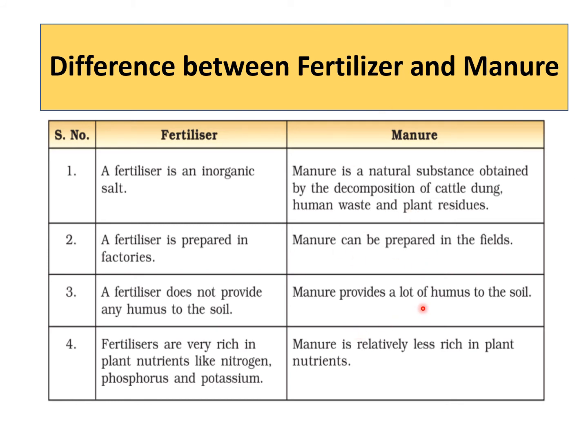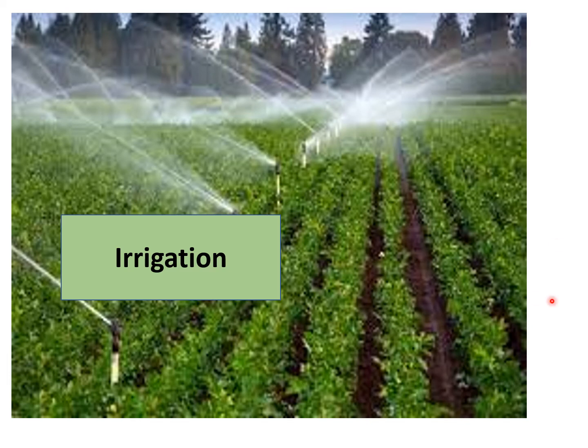So till now we have seen that first we make our soil ready, right? Then we add seeds, then we add nutrients to the soil by adding fertilizers and manures. Then what is the fourth step? The fourth step is irrigation. After all these steps, we have to irrigate our crop fields, right?